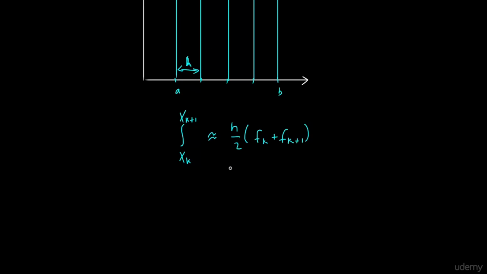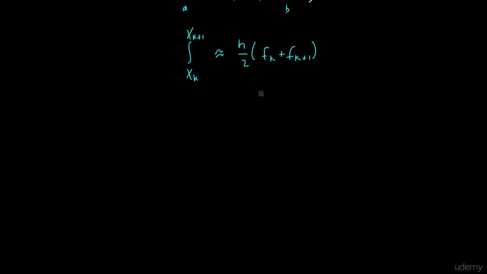I'm not going to show it here, but we can show that the error in calculating the trapezium compared to a function is on the order of minus h cubed multiplied by the second derivative of the function at some point c, divided by 12, where c is between those 2 points, xk and xk plus 1. So this is the error estimate for a single trapezium whose area is being calculated.